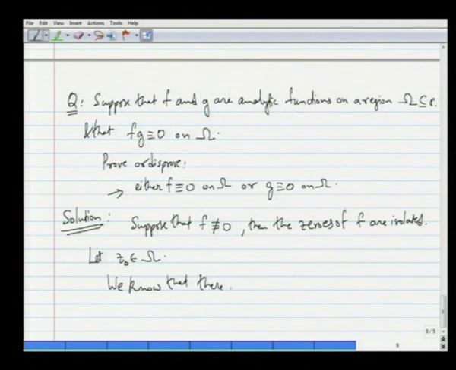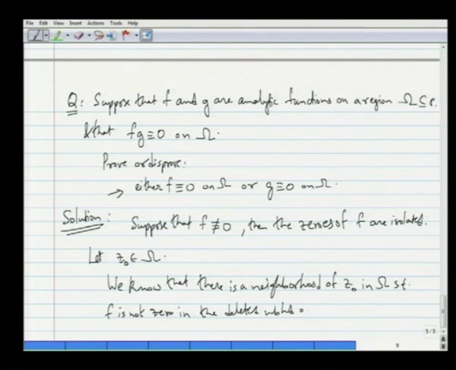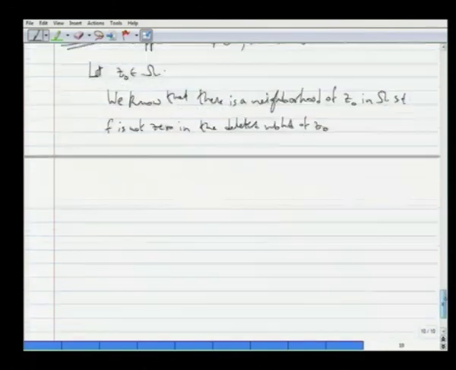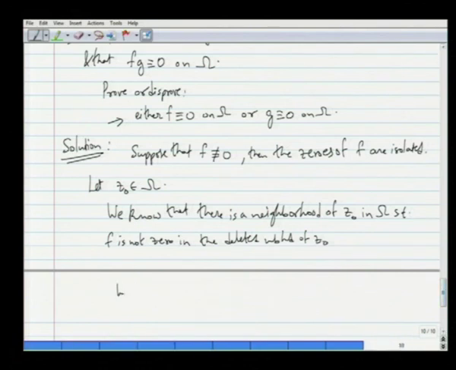there is a neighborhood of z naught, in omega, such that f is not 0 in that neighborhood, in the deleted neighborhood of z naught. More specifically, we know that there is an R positive, by the properties of the isolated zeros of analytic functions, or by continuity of f.